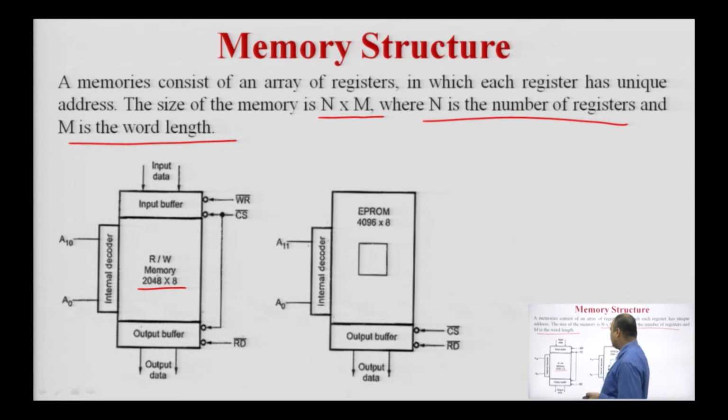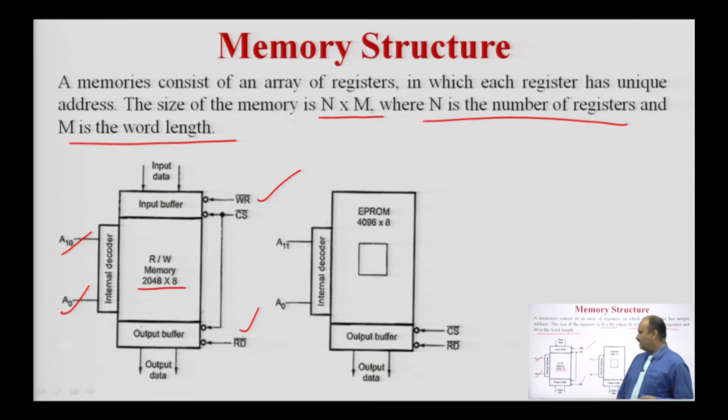number. So, to address this 2 kilobytes of memory, the address lines required are A0 to A10, that is 11 address lines, and this is the read write memory. So, the control signals, that is the write control signal and read control signal, are used to write or read any information from this read write memory.